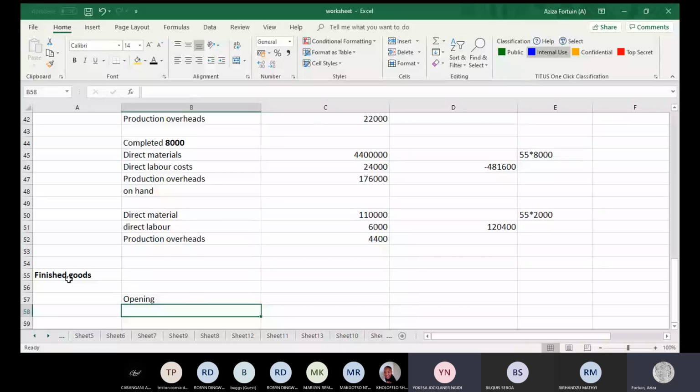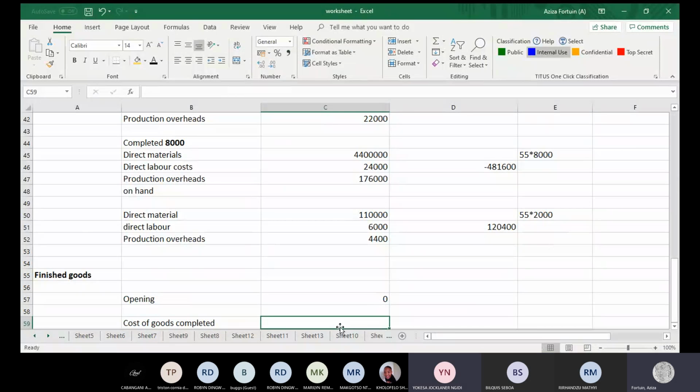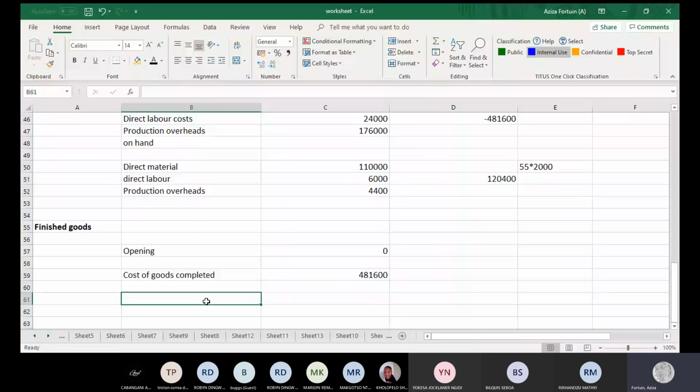Okay, who wants to go first? What is the opening inventory? Don't have opening inventory. Thank you. Okay, so the cost of goods completed was 481,600. Yeah. Okay, given. Complete. Okay, so now what is the finished goods available for sale?